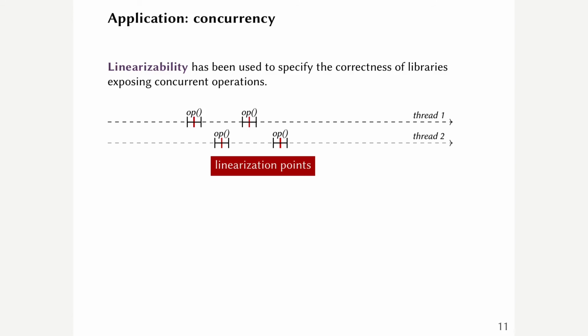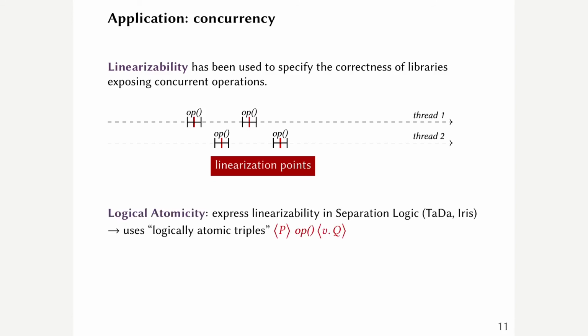And because linearizability is a very explicit property about the execution trace of the program, a different concept called logical atomicity has been used in some advanced separation logics to express linearizability, but in more logical terms. And the idea then is to use a different kind of special triple to specify concurrent operations, which guarantee that the operation will update in one step the resources in the precondition into the one in the postcondition. And it was understood informally that logical atomicity was indeed expressing the same thing as linearizability.